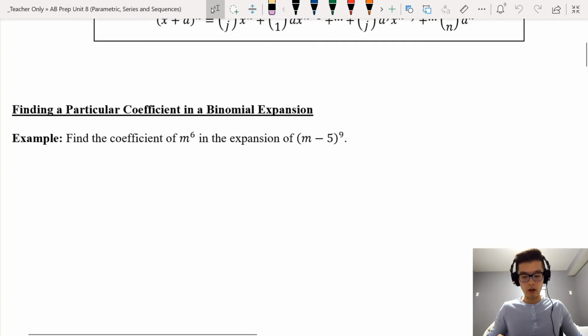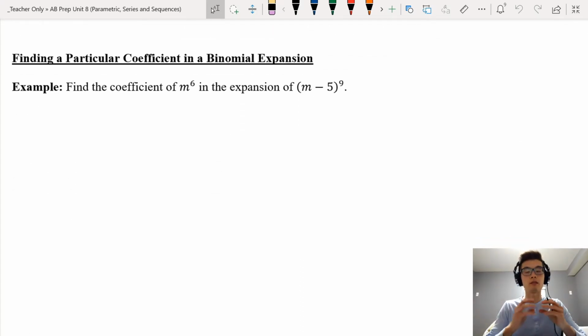Here is where we are now talking about being specific and being efficient with our time. Sometimes we don't want to expand the whole thing. Sometimes we want to find a specific term, say like the fifth term or the term that has x to the 7th power, something like that. So let's take a quick example. There's two ways to go about it. Either we find out what the coefficient is, or we find out what the term is. The second one's going to be harder.